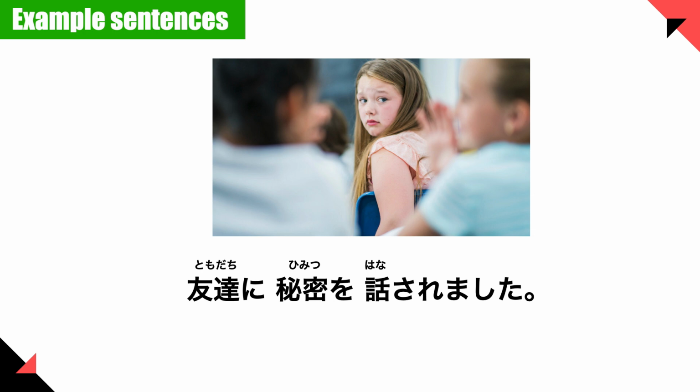Next, similar example sentence. 友達に秘密を話されました。My friends told about my secret. 友達に, by my friends, 秘密を, my secret, 話されました, was told. You can use 話されました when you mean I was told that something. But in this case, this means my friends told about my secret. But here, we want to pay closer attention to the victim. So that's why we use passive form here. It's kind of like I had my friends tell my secret to someone else, but unintentionally.